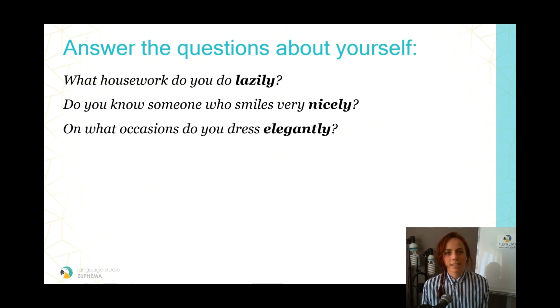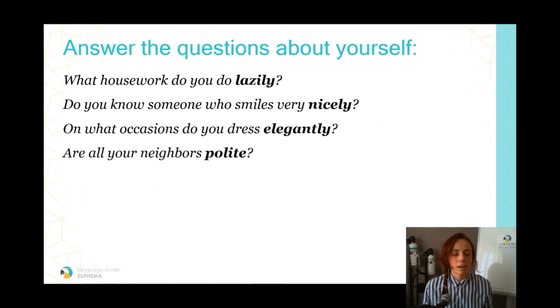All right. Next question on the list. Are all your neighbors polite? Here we are not talking adverb, right? Because your neighbors are polite. What neighbors do you have? Not how neighbors, right? So are all your neighbors polite? Polite is an adjective.